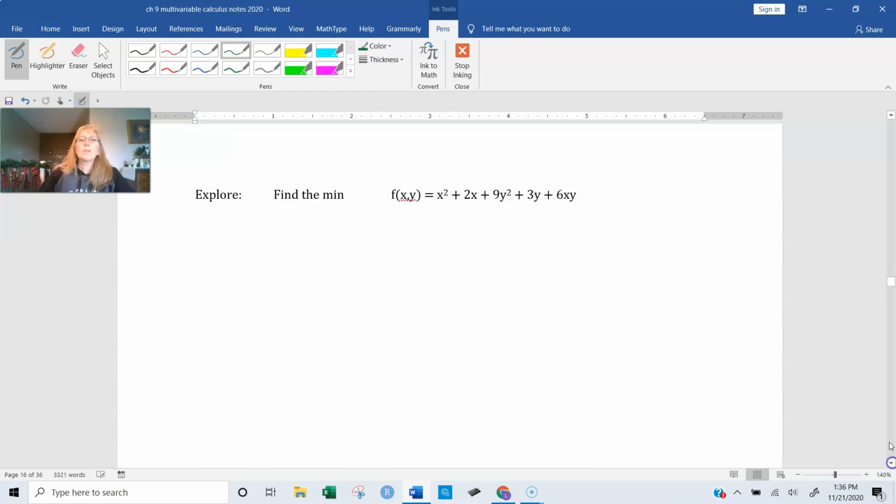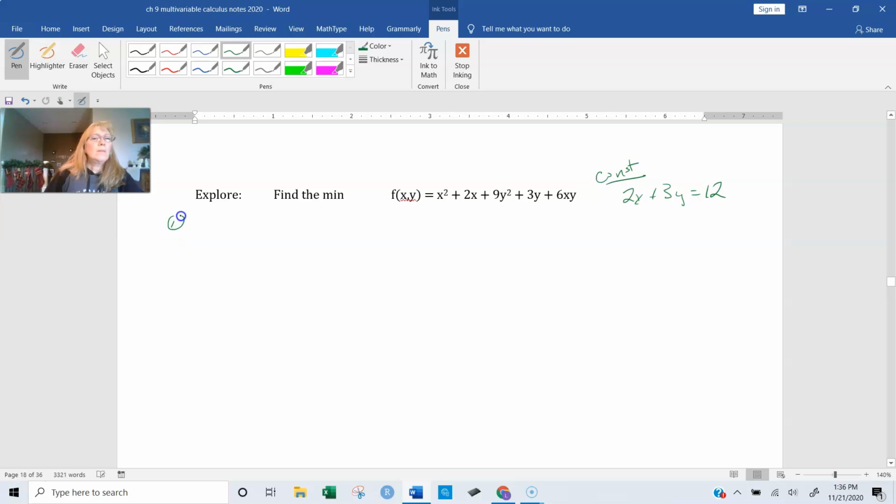All right, pause and try yours. See if you get your steps right. Oh, I forgot to give you your constraint. I'm sorry. Your constraint is 2x plus 3y equals 12. All right, now pause and do yours.